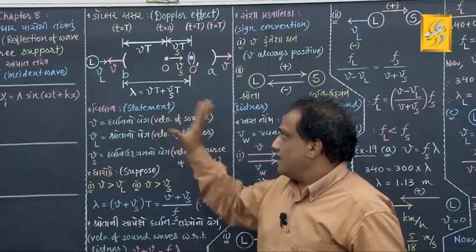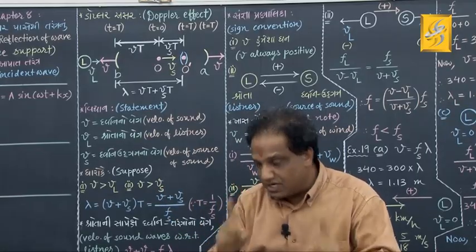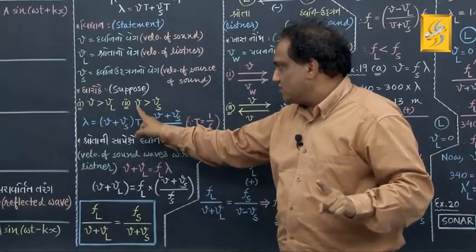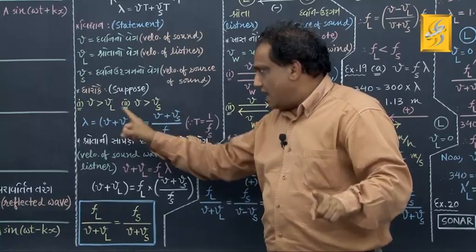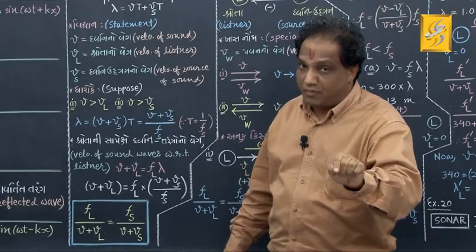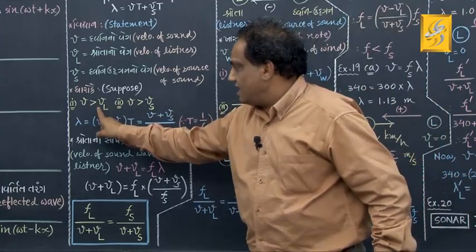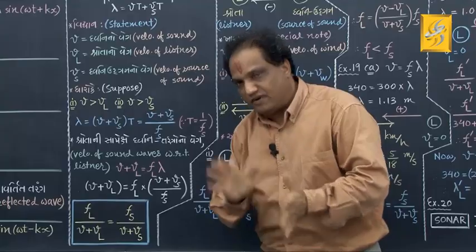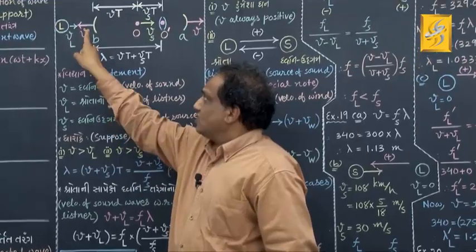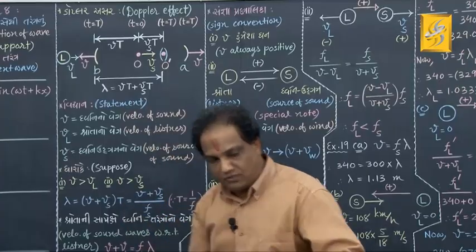Got it? And here, for the discussion of this topic in our syllabus, we are going to assume one condition, and that condition is this: V is greater than VL, and at the same time V is also greater than Vs. In short, among the three velocities, V is the biggest. Velocity of sound is considered greater than velocity of listener and greater than velocity of source. Got it? Fine. Now tell me, let us find out the relative velocity of these sound waves with respect to the listener.